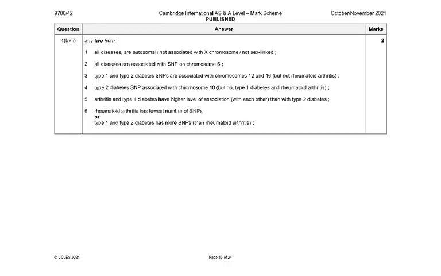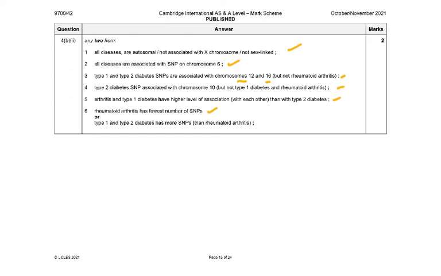Now, just going through the mark scheme, all diseases are autosomal, not associated with X chromosome, or you could have said not sex linked. All diseases are associated with SNP on chromosome 6. Type 1 and 2 diabetes SNPs are associated with chromosome 12 and 16, but not rheumatoid arthritis. Then type 2 diabetes SNP associated with chromosome 10, but not type 1 and rheumatoid arthritis. Then arthritis and type 1 diabetes have a higher level of association with each other than with type 2 diabetes. Rheumatoid arthritis has the fewest number of SNPs. Type 1 and type 2 have more SNPs than rheumatoid arthritis.